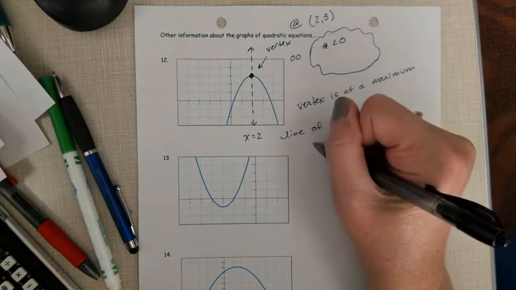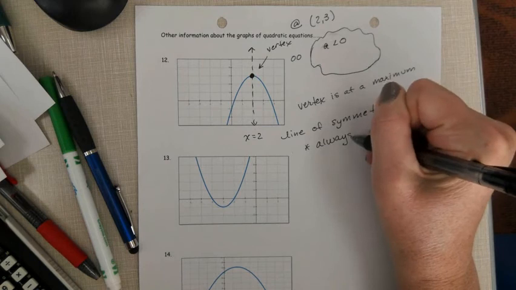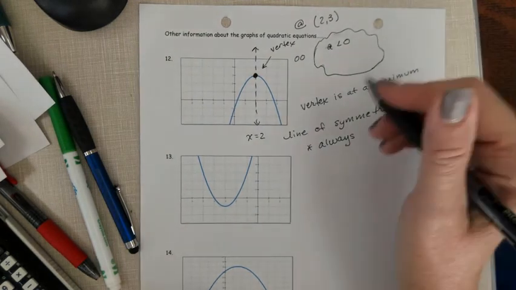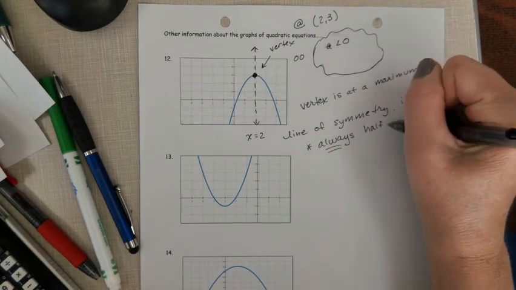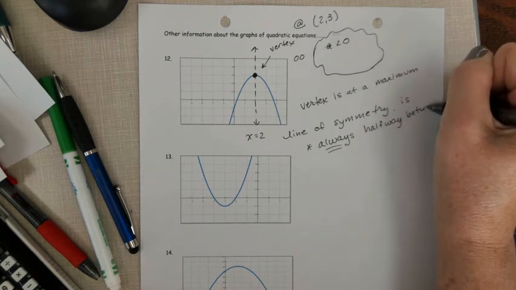Now, the line of symmetry is always halfway between the x-intercepts.